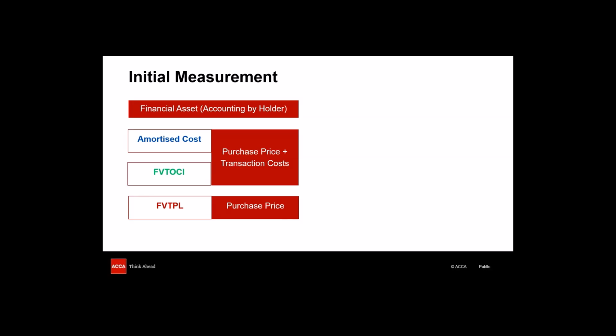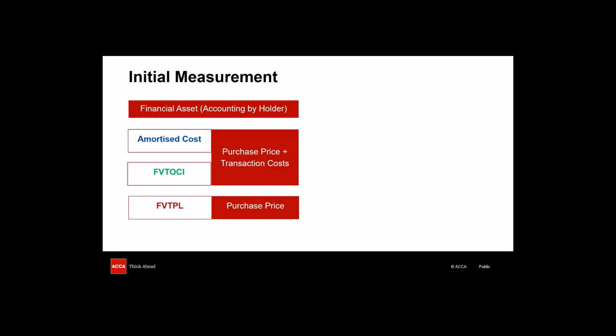The reason for this is that the transaction costs are also going to go in P&L. If we add it in the value over here, then at the year end, again, we will have to charge it to P&L as a difference between the opening fair value and the closing fair value. So remember, for amortized cost and fair value through OCI, transaction cost is going to be added to the cost of asset.